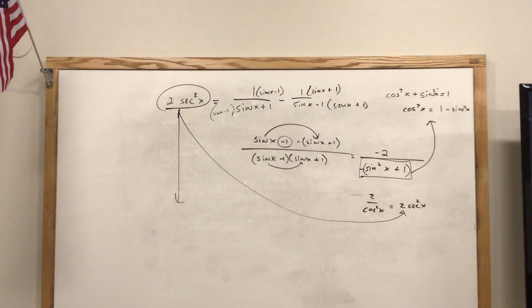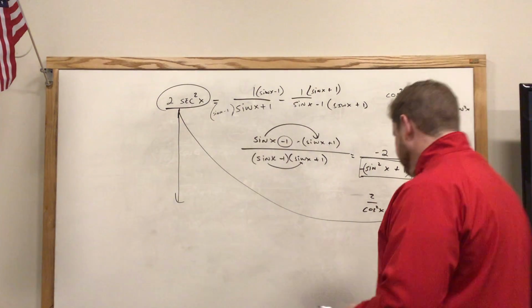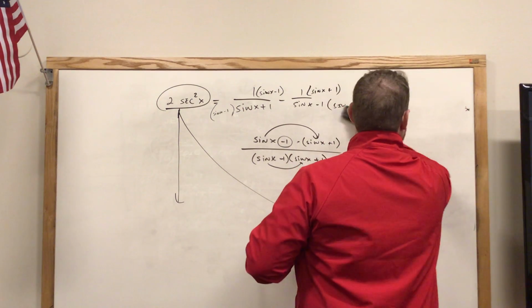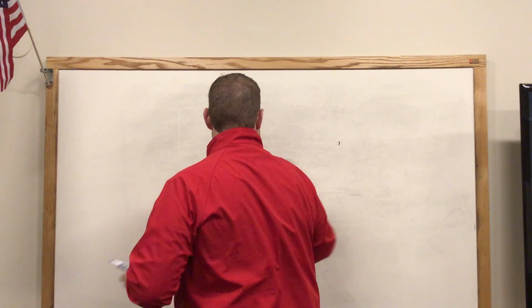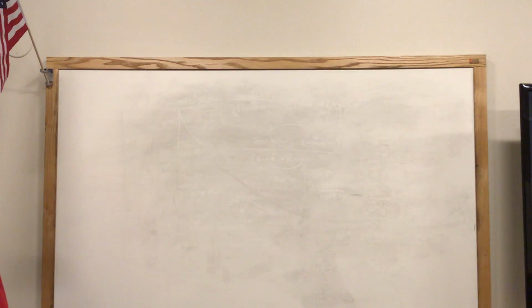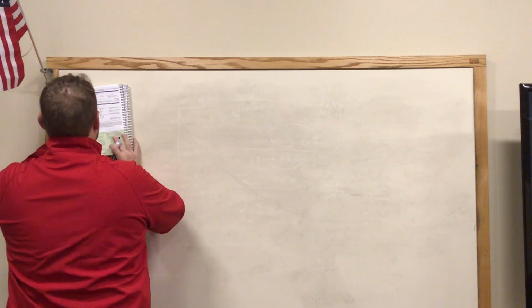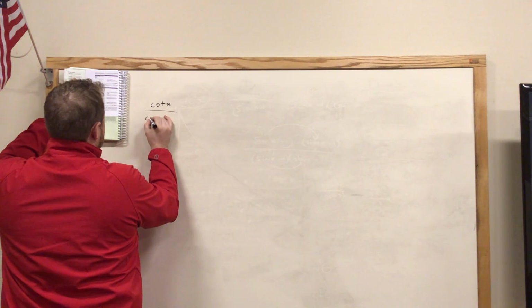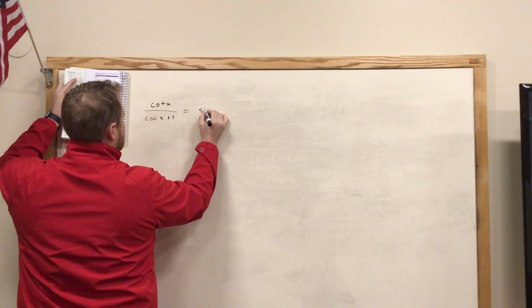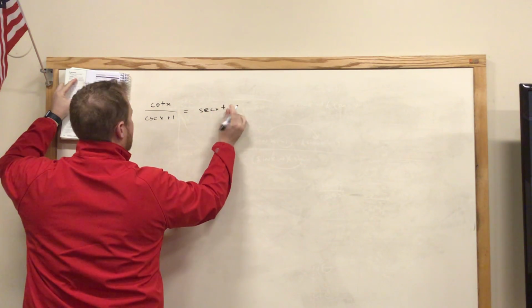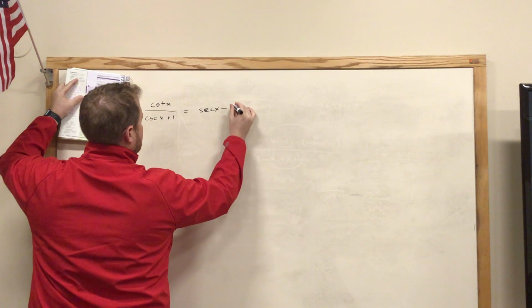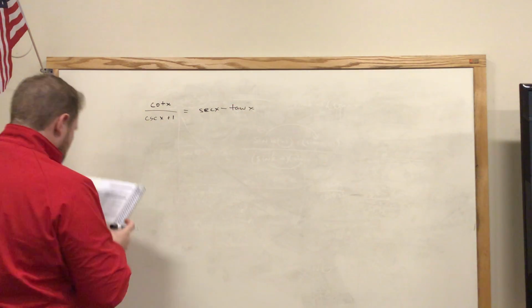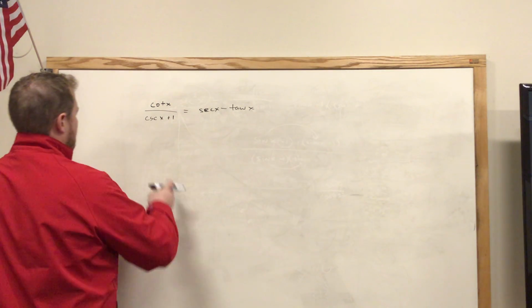All right, so let's do another 2 problems. We'll do another problem here, and then we'll go from there, okay? All right, here we go. Cotangent x over cosecant x plus 1 equals secant x minus tangent x. All right, so the more complex one is probably going to be this one over here.